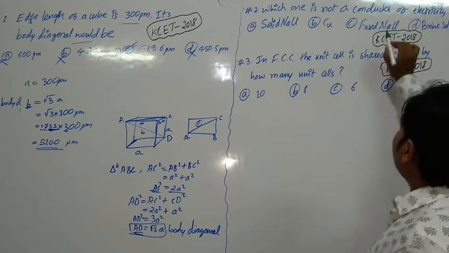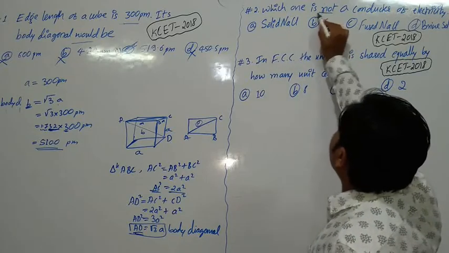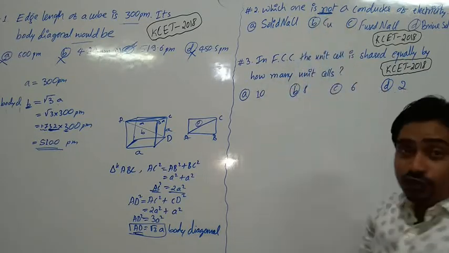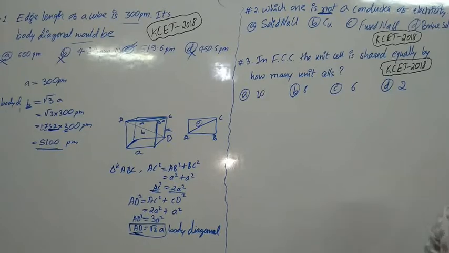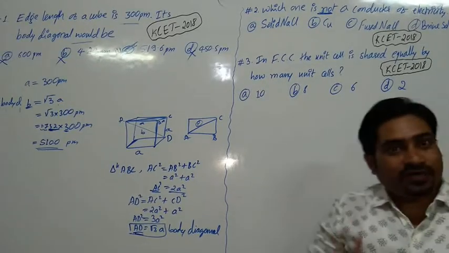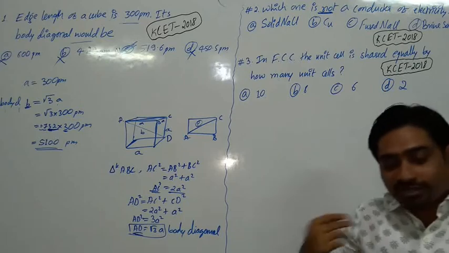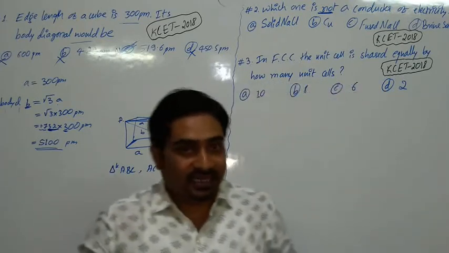Which one is not a conductor of electricity? Please read the question carefully. They are asking which one is not a conductor of electricity. So here, a conductor of electricity means what? We have two types of conductors. The first one is metallic conductor, the second one is ionic conductor. They are also called electrolytic conductors, isn't it?